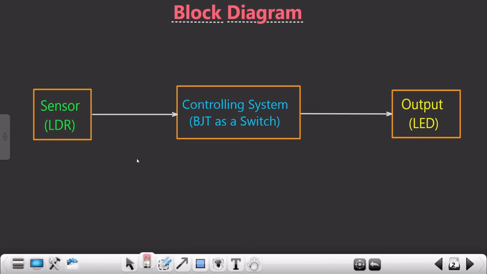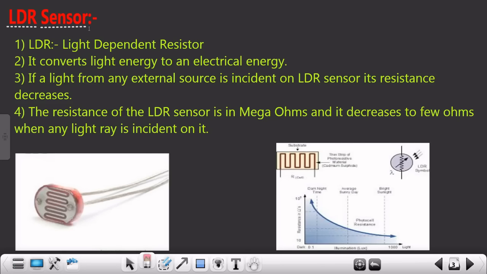Now that we have understood the block diagram of the project, we'll focus on the sensor part, that is the LDR sensor. The LDR sensor is an optical sensor. It converts light energy into electrical energy. This is how the LDR sensor looks. The full form of LDR is light dependent resistor. Just by looking at this full form, we can conclude that this resistor is a function of light, or in general a function of photons. Why? Because light is basically a package of photons. I hope you know this.